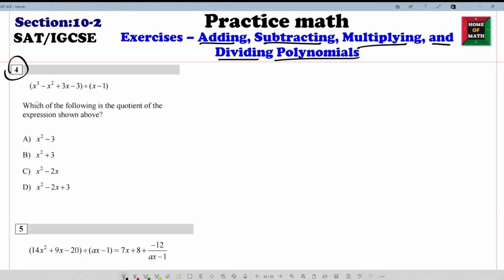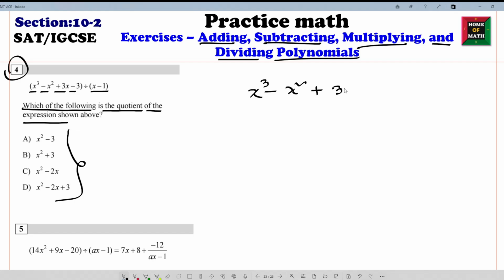Now look, here is x cube minus x square plus 3x minus 3 divided by x minus 1. Which of the following is the quotient of the expression shown above? So here are some options. Which is the right one? We will check by dividing like this: x cube minus x square plus 3x minus 3. So this one and this one we will divide.